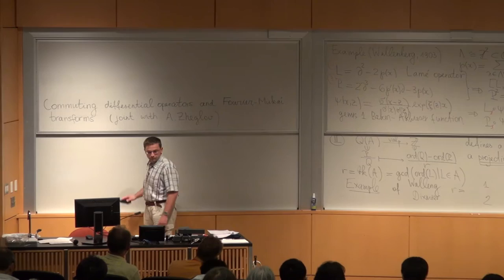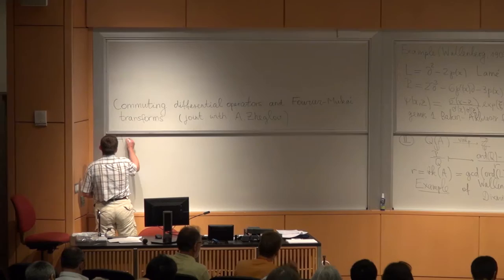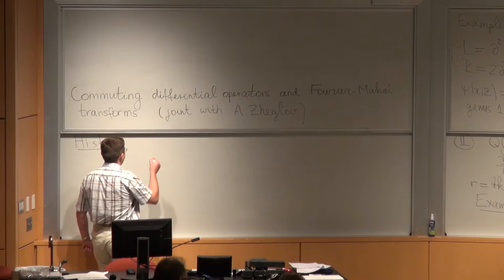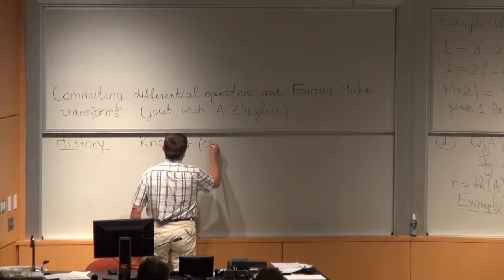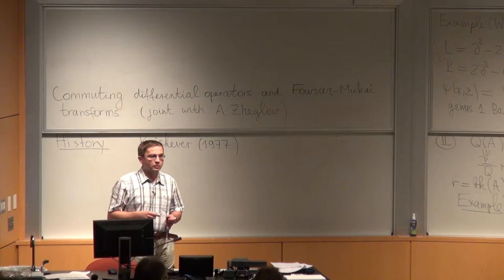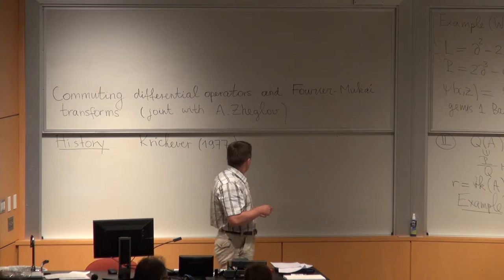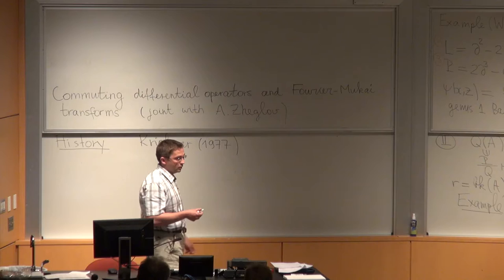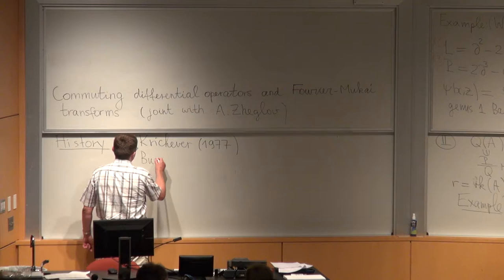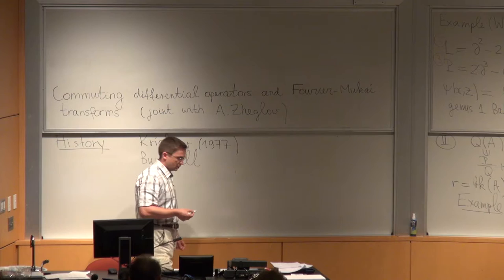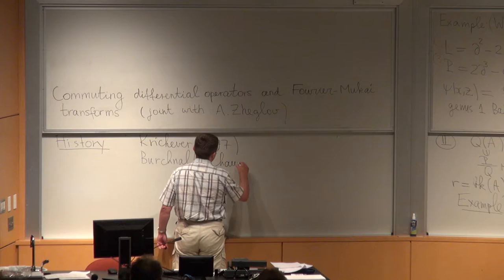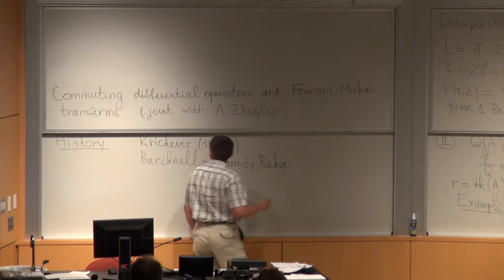So, the modern history of this direction started with the work of Krichever in 1977, which was motivated by certain questions from mathematical physics. Well, shortly after his work appeared, it was discovered that an essential part of the story I'm going to talk about was discovered much earlier by the British mathematicians Burchnall and Chaundy, and Baker. Burchnall and Chaundy wrote three papers on this subject.